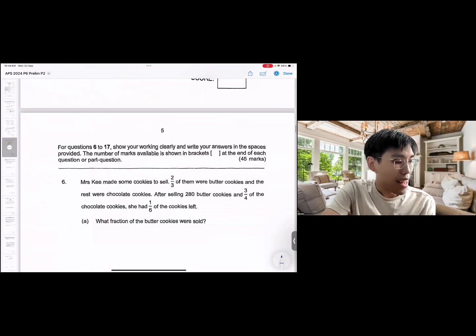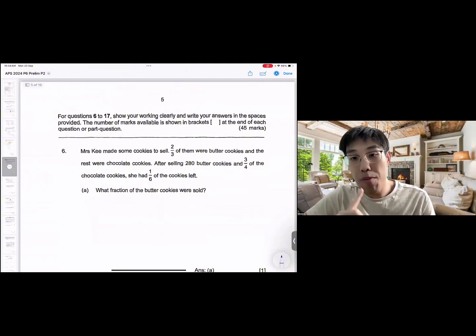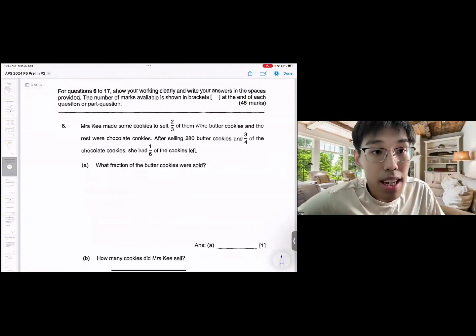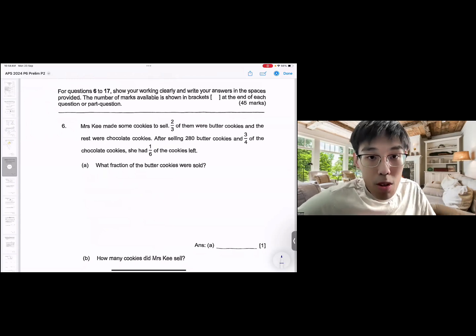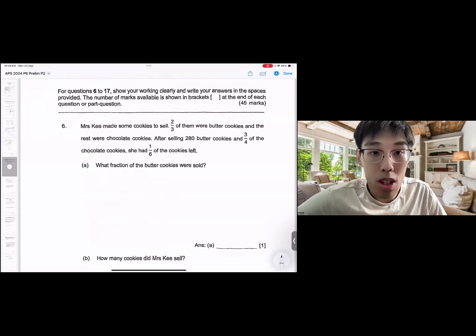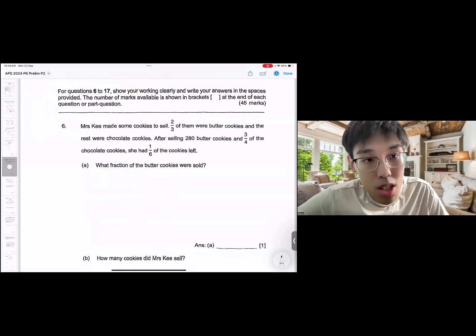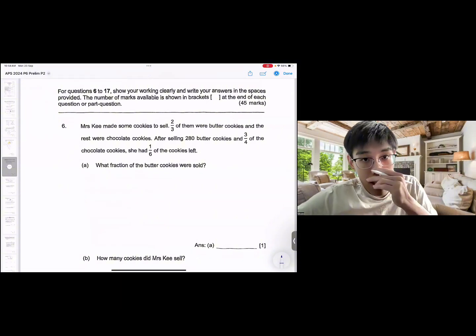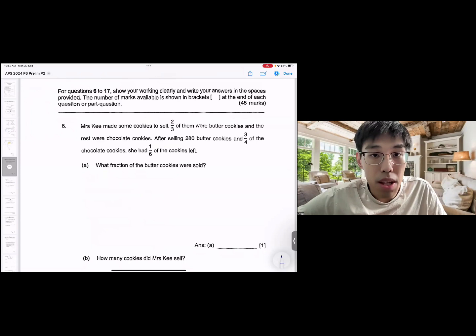Okay, let's move on. Now, this is the real stuff, the real problem sums. Questions 6 to 17, I'll spend more time on these. Okay, Mrs. Key made some cookies to sell. 2/3 of them are butter cookies, the rest are chocolate cookies. After selling 280 butter cookies and 3/4 of the chocolate cookies, she had 1/6 of the cookies left. What fraction of the butter cookies are sold?